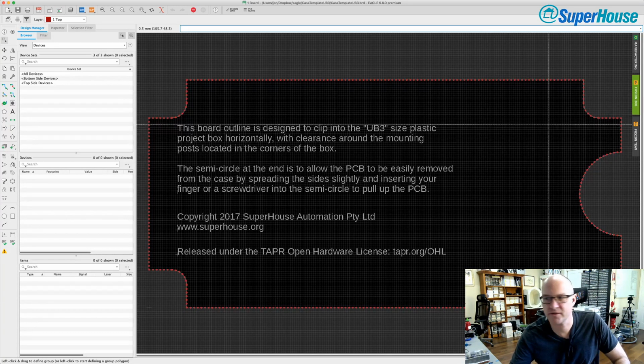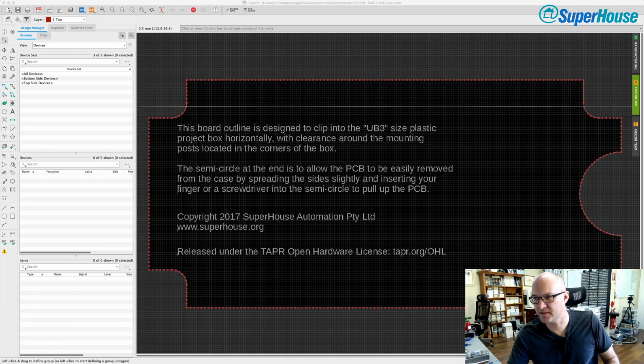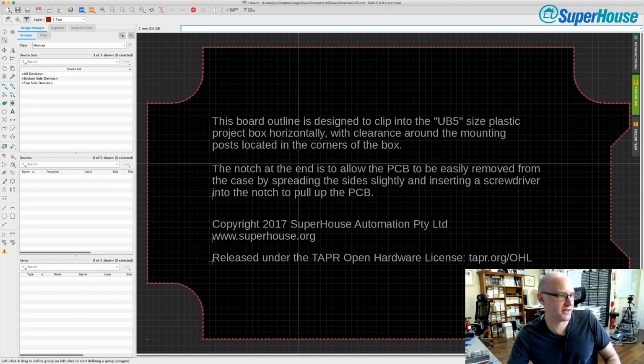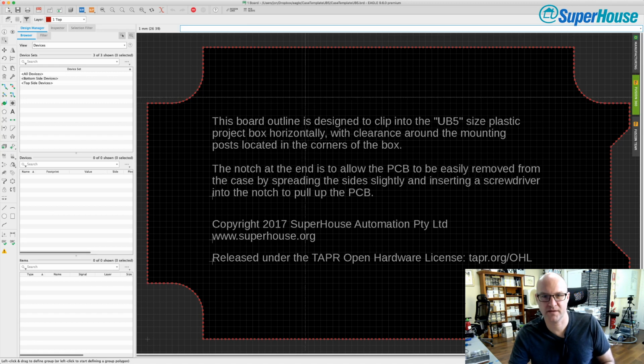I'll just change to a different outline. So this one is for a UB3 size case, which is fairly large. And then I've got another one here. This one is for a UB5 case, which is physically smaller. So looking at what's on the screen there, and then I will switch the view.